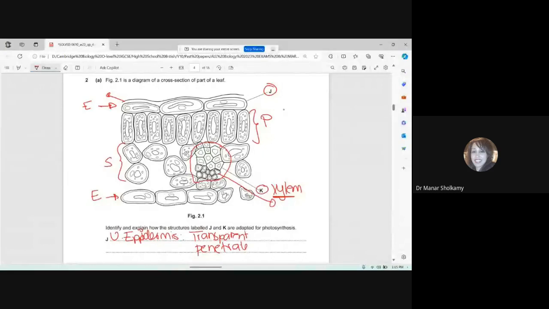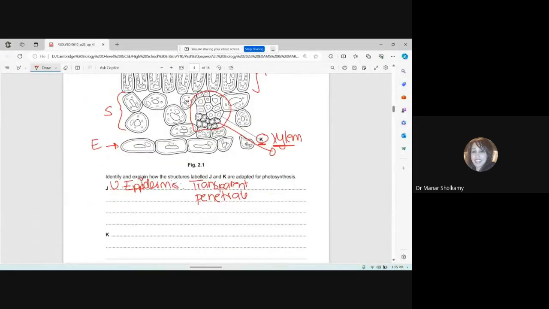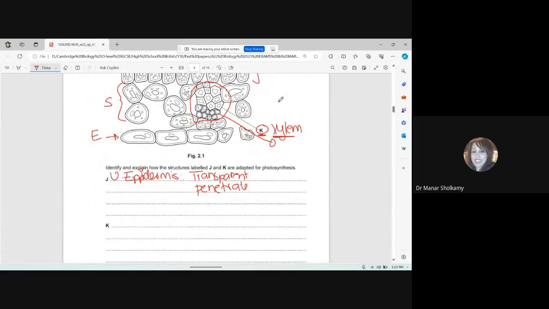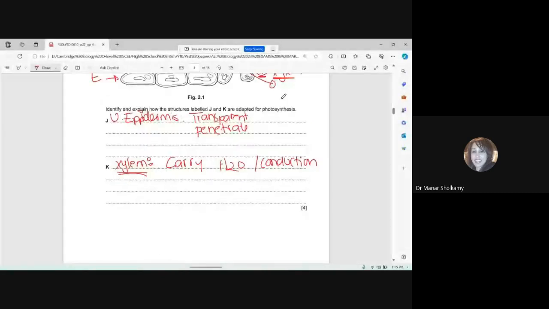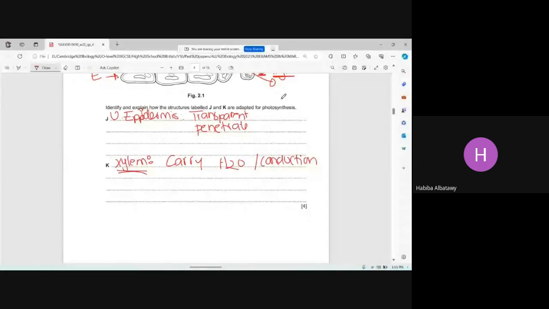Now, what about K? K is the xylem. Does K do photosynthesis? Does the xylem do photosynthesis? No. No, but how does it help? It carries the water and minerals to the leaf. Very good. Its structure is to carry the water that is needed in photosynthesis. This is called conduction, carrying of water. And how is it designed to carry the water? The end walls are broken down. Very good. Degenerated end walls. What else?